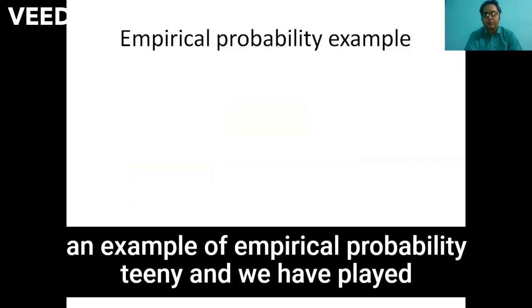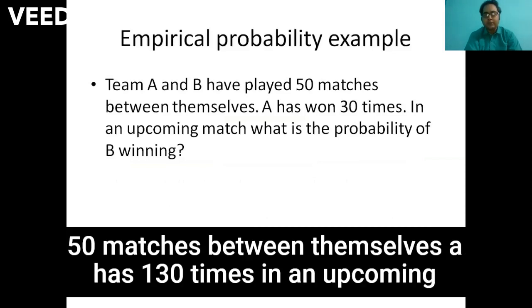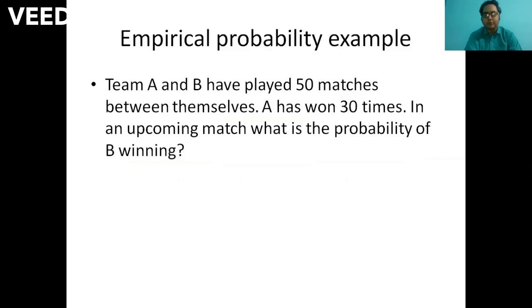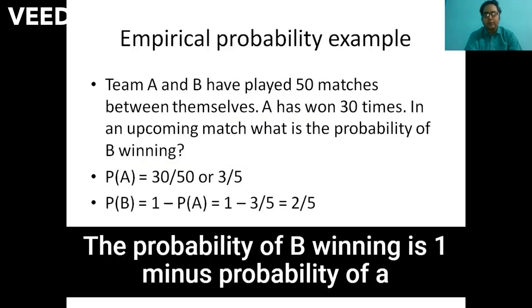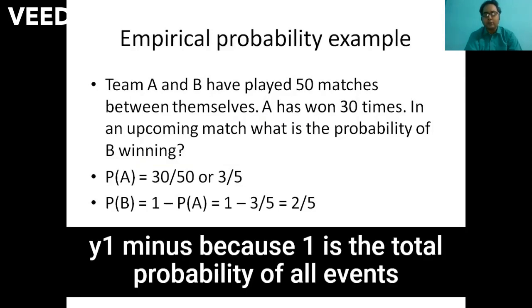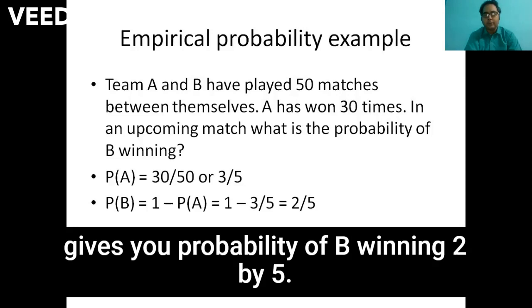An example of empirical probability: team A and B have played 50 matches between themselves. A has won 30 times. In an upcoming match, what is the probability of B winning? So, probability of A winning is 30 by 50 or 3 by 5. The probability of B winning is 1 minus probability of A. Why 1 minus? Because 1 is the total probability of all events together. So total probability 1 minus probability of A winning gives you probability of B winning, 2 by 5.